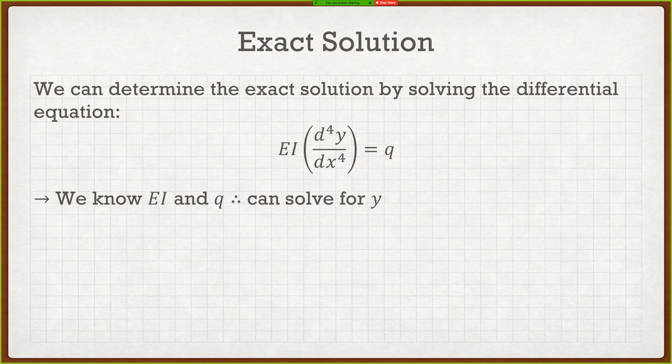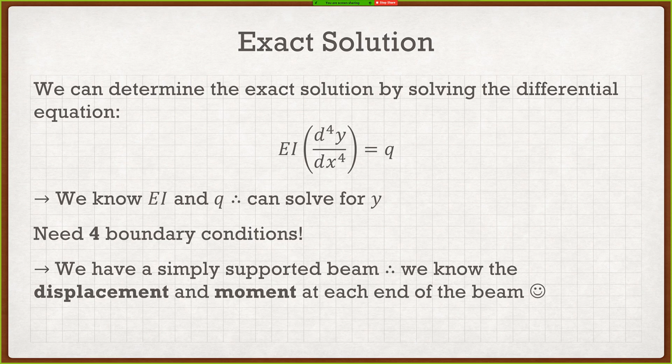Luckily for us, we know what EI is, we know what Q is, therefore we can solve for this exact deflection function Y, and we need 4 boundary conditions. But again, we have a nice simply supported beam, therefore we know the displacement and the moment at each end of the beam, therefore we have our 4 boundary conditions. So part A, exact solution, should be a nice easy piece of cake for you guys.